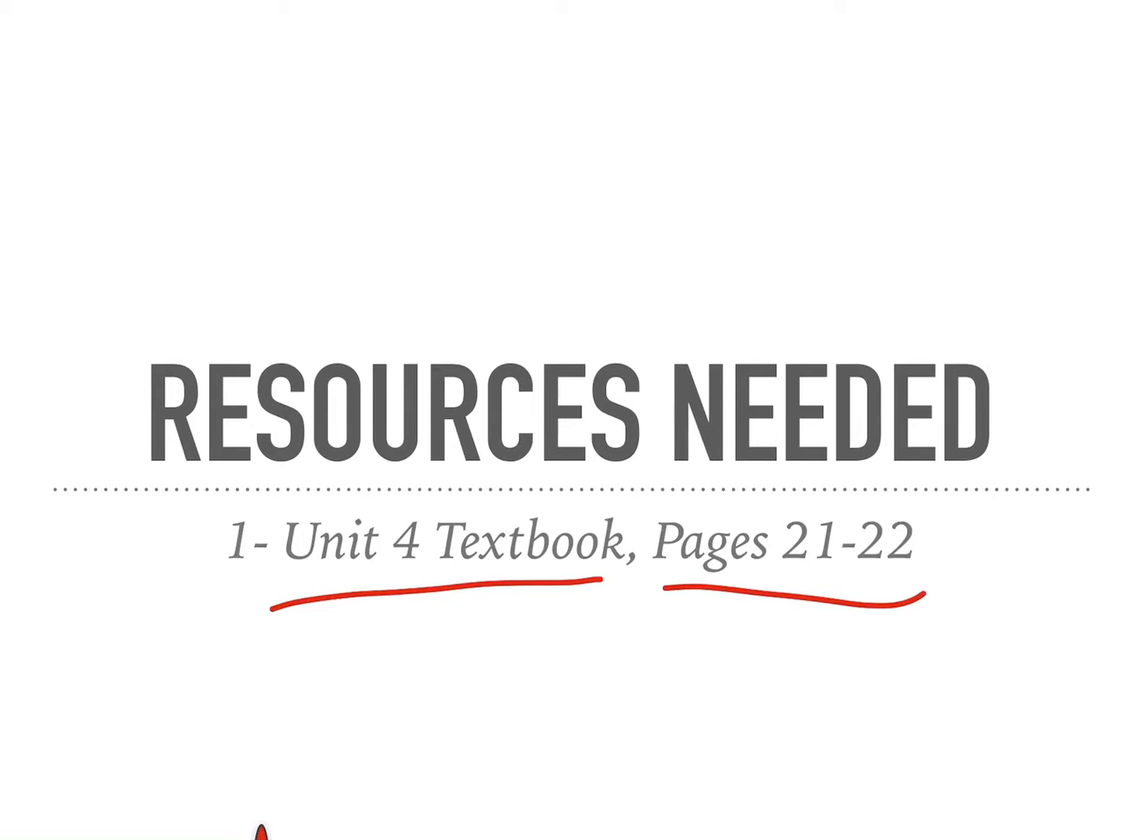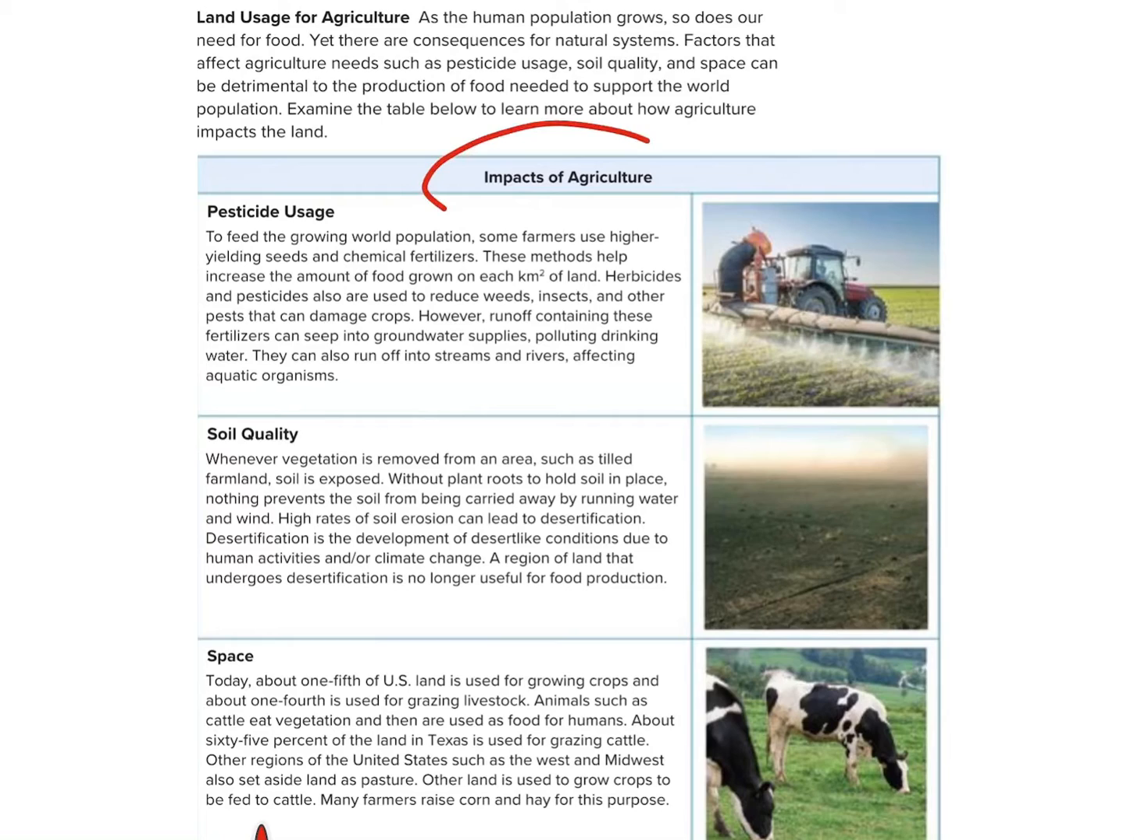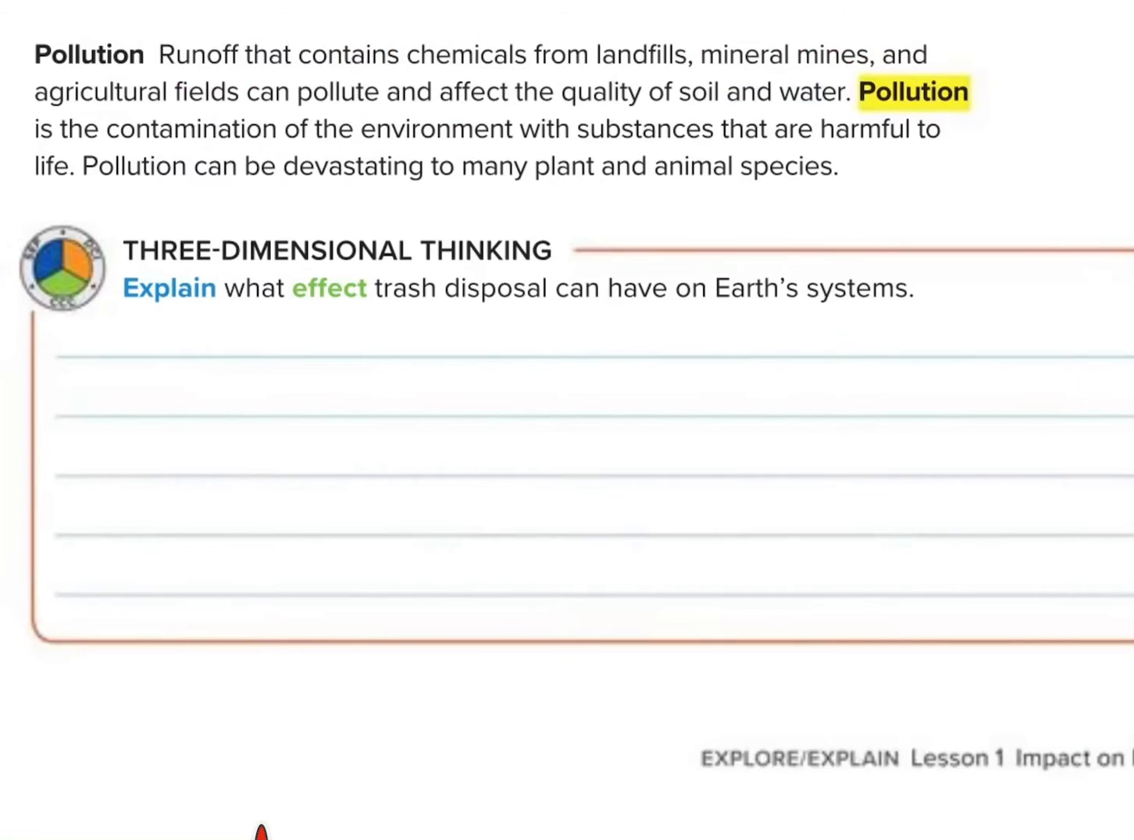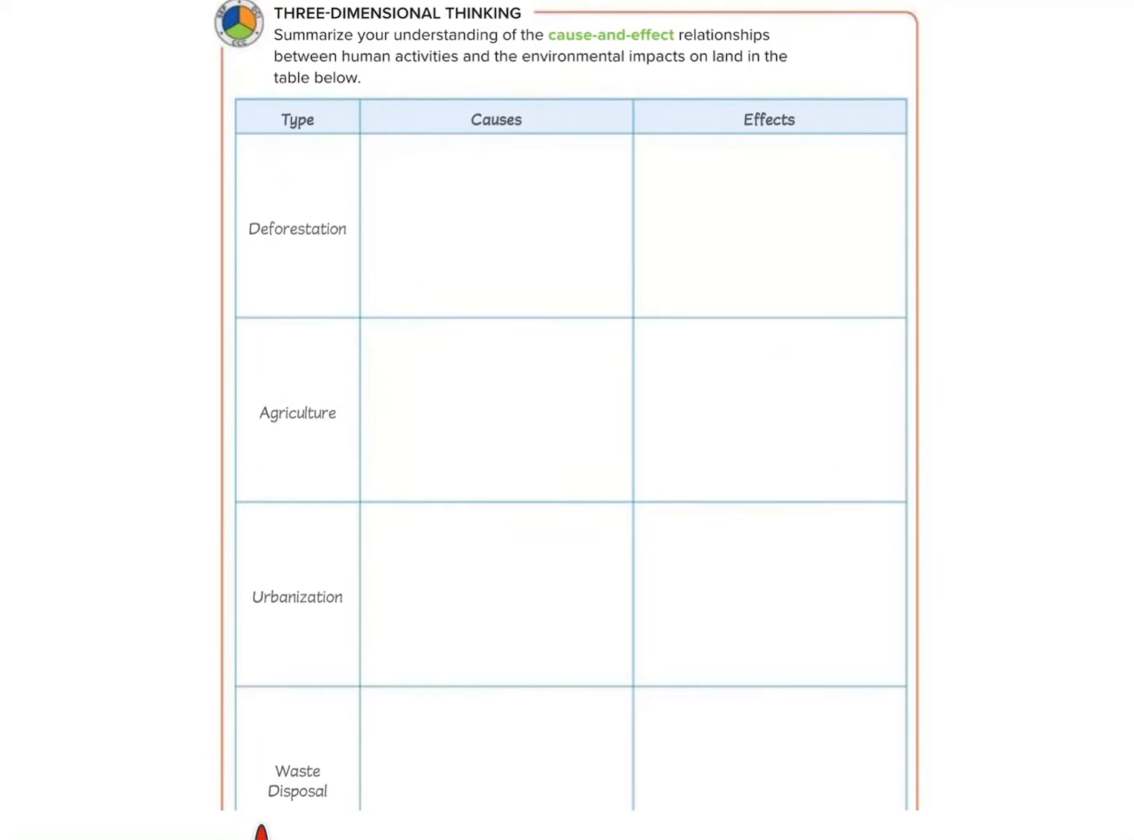In this task, we are going to learn two things. The first thing, the impact of agriculture on land. The second thing, the impact of landfills and hazardous waste on land. And also we will know what is pollution, and we will answer two questions here from your book, the three-dimensional thinking question and a cause and effect question about the different impact of human on land that we took in the previous week and this week.